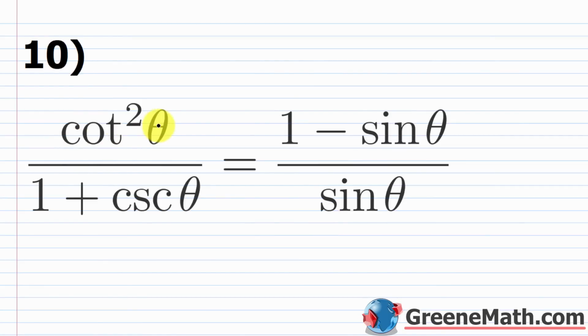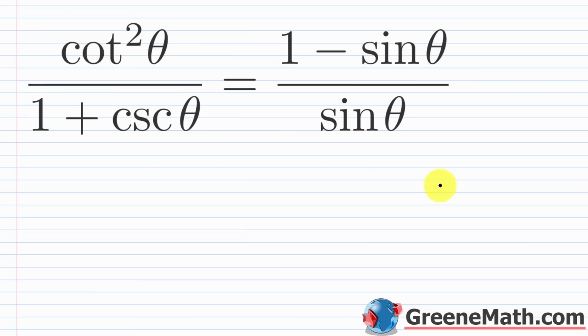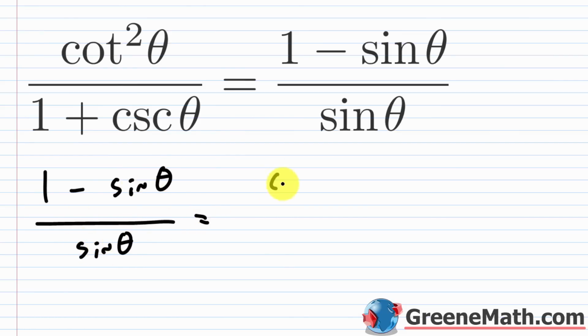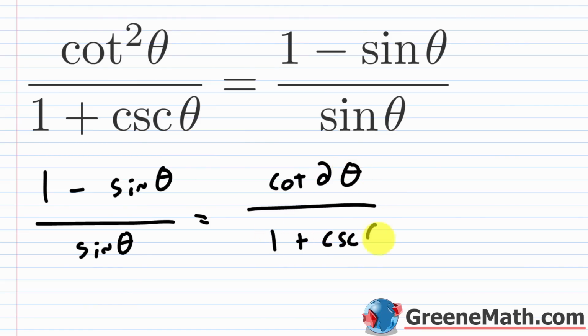All right, let's take a look at problem 10. So here we have cotangent squared theta over 1 plus cosecant of theta is equal to 1 minus sine of theta over the sine of theta. For this one, I'm going to have the left side and the right side be equal to a common third expression. I'm going to flip this for right now because as it stands, the left side is more complicated, and I like what I'm manipulating on the right. So I'm just going to write this as 1 minus the sine of theta over the sine of theta, and this equals your cotangent squared theta over 1 plus cosecant of theta.